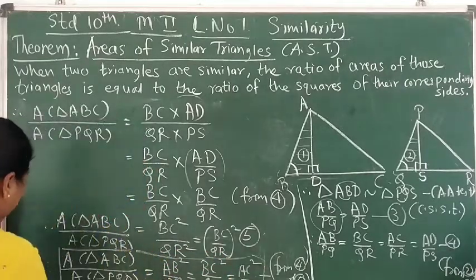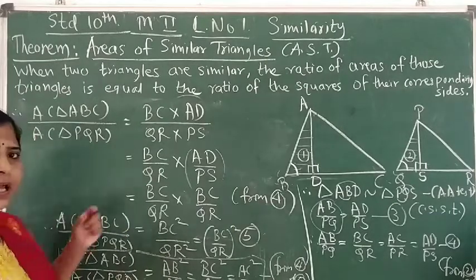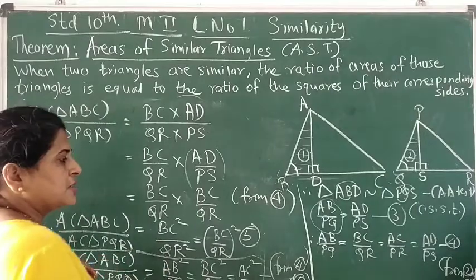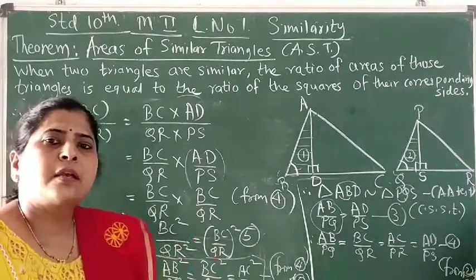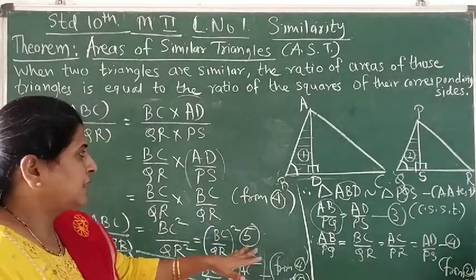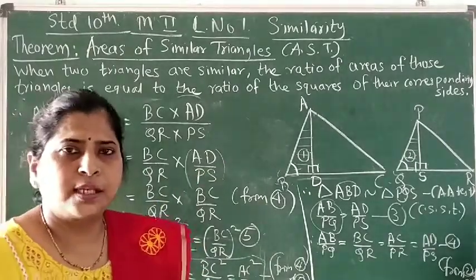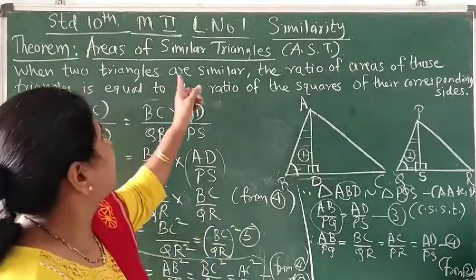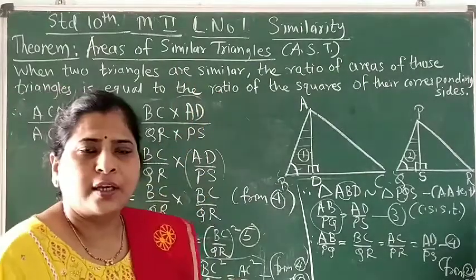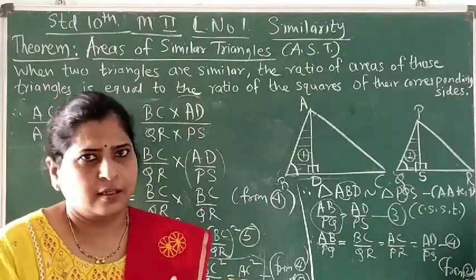Okay. So this is our answer statement. We always write the last statement as the answer statement: hence the given statement is proved. Okay. So like this we have proved this very important theorem from the lesson Similarity, areas of similar triangles. In short, it can be called AST.